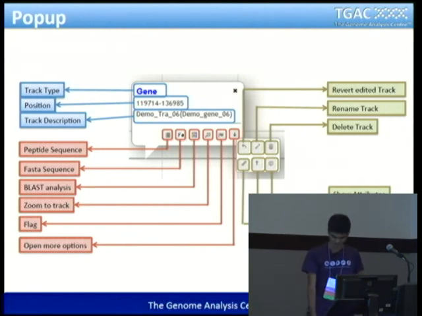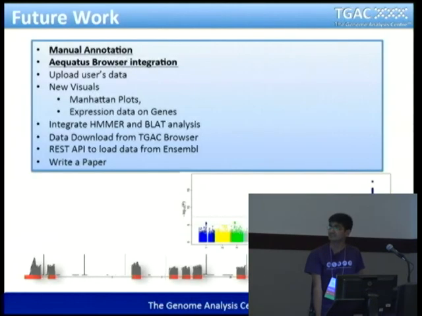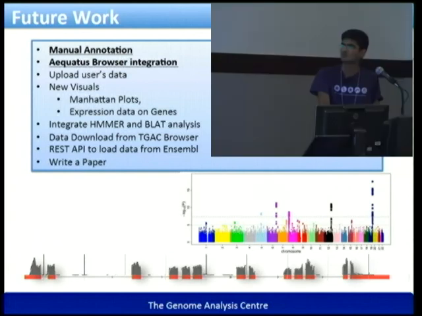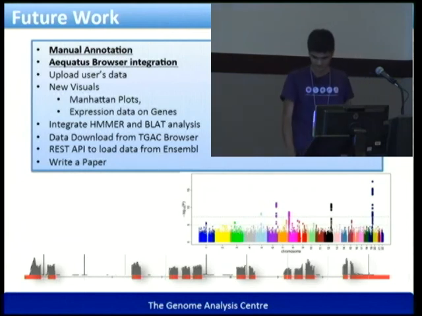So I just need to skip on because I'm running out of time. These are some of the future works in the pipeline for the TGAC browser. We want to integrate manual annotation, and we want to integrate the Aequatus browser. This is the first mention of this upcoming new genome browser. We also want to allow users to upload their own data from the client side, and add new visuals like Manhattan plots and the expression data on the gene.